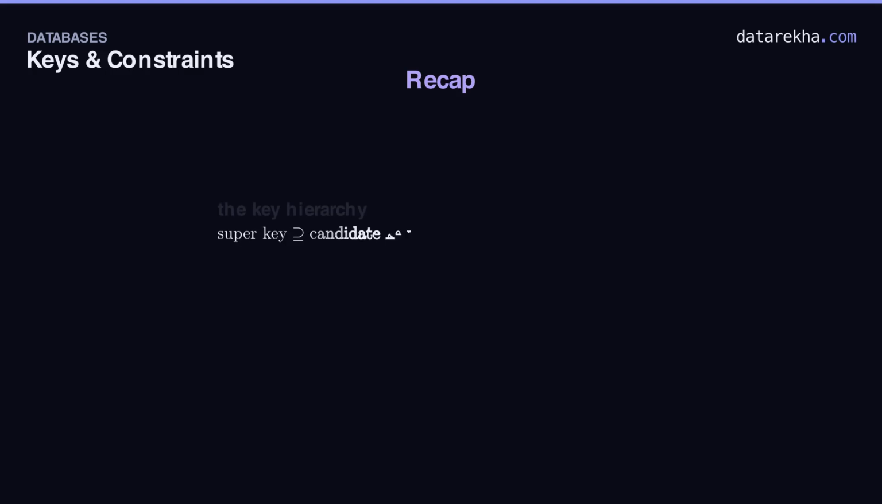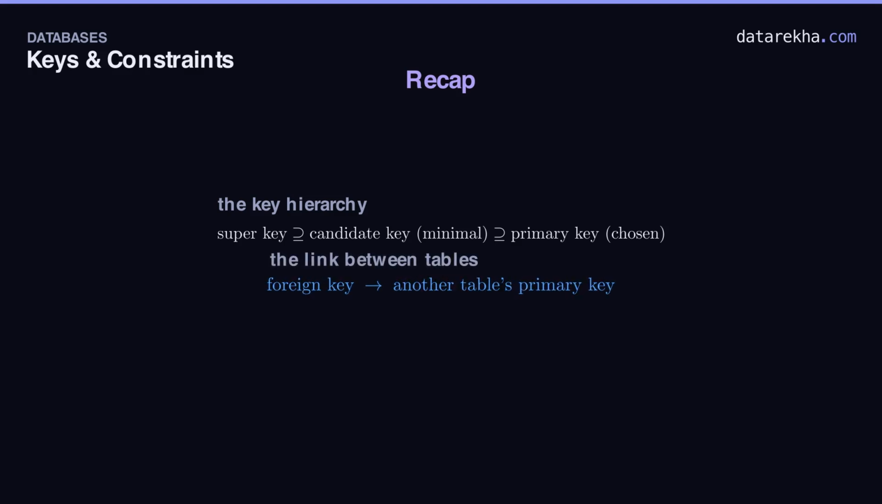Let's lock it all in. The hierarchy runs from super key, down to candidate key, which is minimal, down to the one primary key you choose. The rest are alternate keys. A foreign key is a column pointing at another table's primary key, the thread that stitches your tables together.